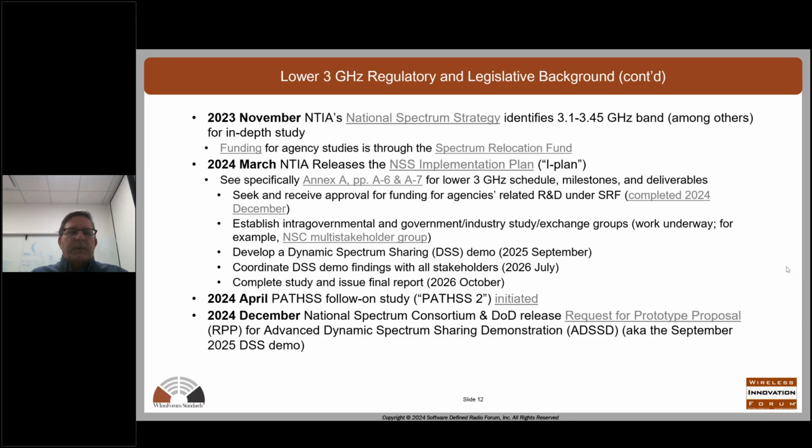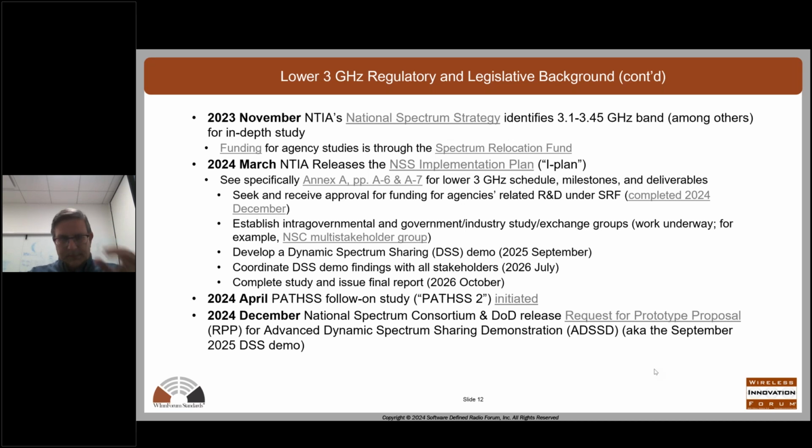And then just last month, the National Spectrum Consortium issued a request for prototype proposal that would be funded by DoD to actually do this advanced dynamic spectrum sharing demonstration, which would be, I guess, nominally the September 2025 DSS demo. So everybody right now is trying to scramble to get proposals together. The proposals are due next month. So a lot of activity here. But this is all focused on identifying if, first of all, and how commercial systems and the DoD could share the lower 3 gigahertz band, 3.1 to 3.45 gigahertz.